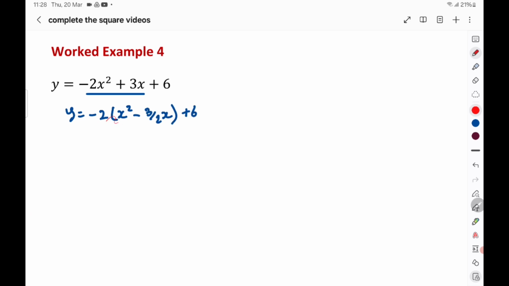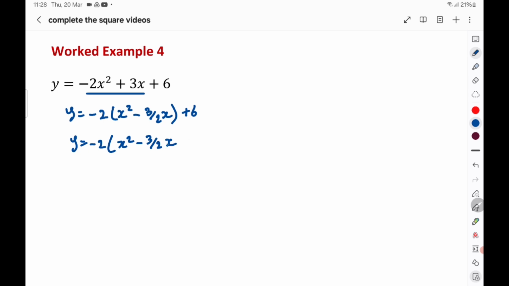We can check that's correct by expanding here. Negative 2 x squared, negative 2x squared. Negative 2 times negative 3 on 2, the 2 would cancel to leave positive 3. So that means we'll have y is negative 2 (x squared minus 3 on 2 x).